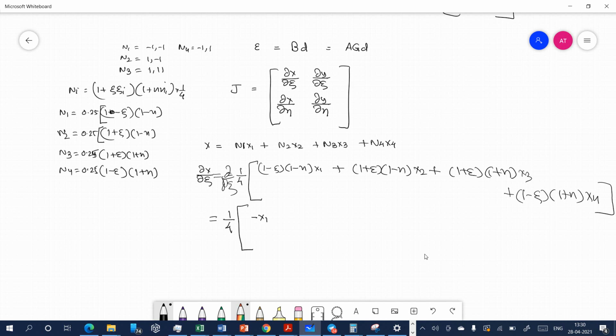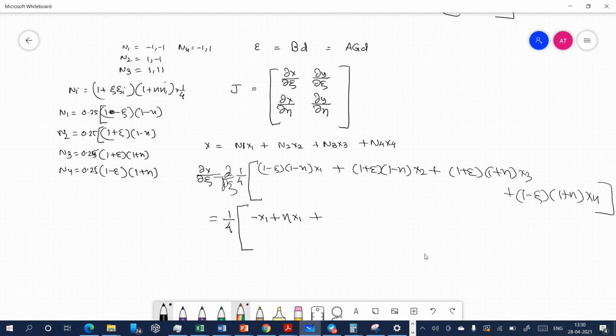Then I will have minus eta into x1 will become 0. Then I will have minus plus eta zeta x1. So that is plus, and eta will go away. So sorry, zeta will go away. So eta into x1. So this will be coming from the first term.